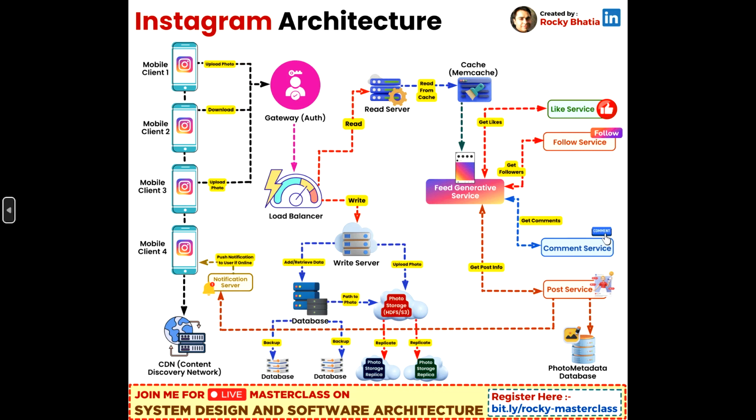So we have a load balancer concept which we have to develop, and the gateway authenticator we have to develop. After that, in this load balancer, we have two kinds of operations: either read operations or write operations. Users upload photos, download them, and upload posts, so read and write operations will happen. We divide them into read and write operations. Read operations go to the read servers, when the user wants to download photos or see some pictures or posts.